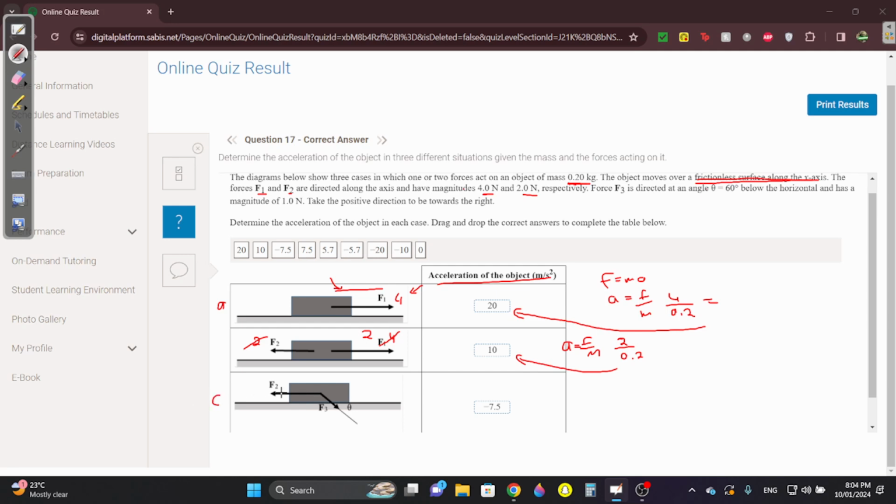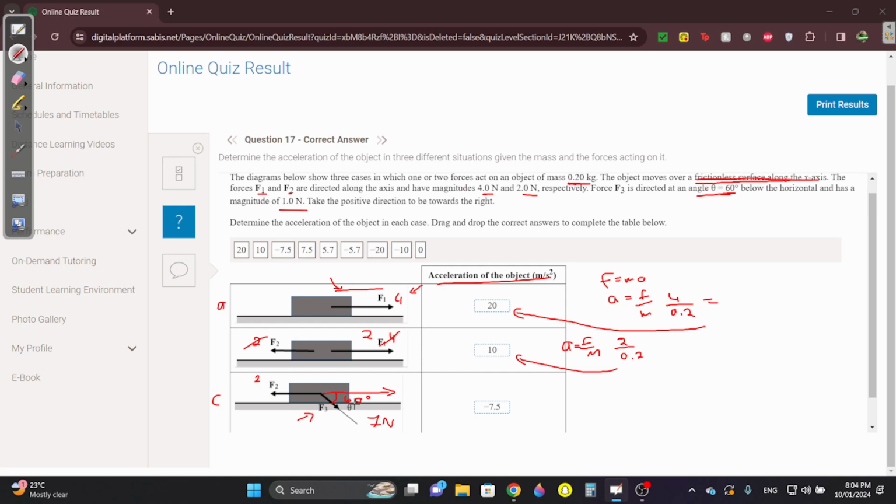Now part C. We have F2, which is 2 newtons. Now F3. Okay, F3 is directed at an angle of 60 degrees below the horizontal. So here, if you continue this, this is 60 degrees. Okay, and it has a magnitude of 1 newton.